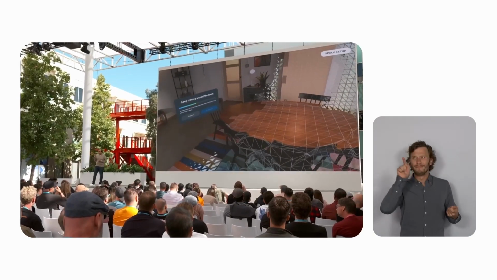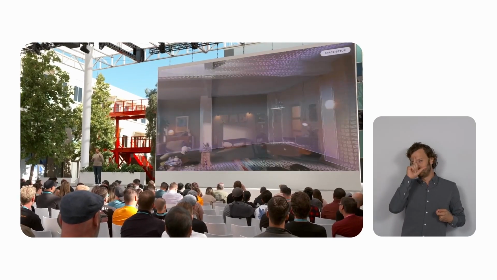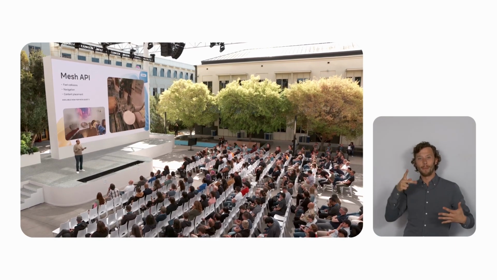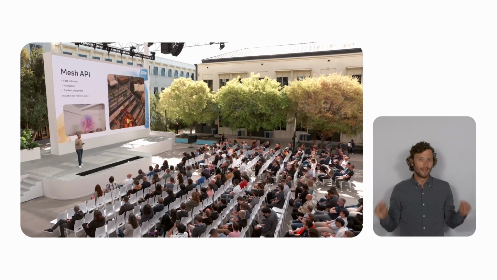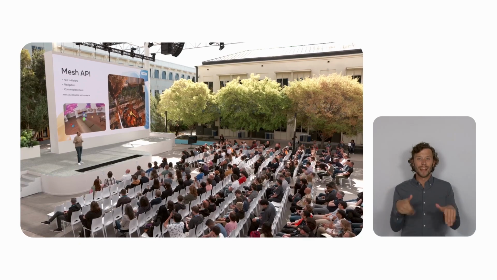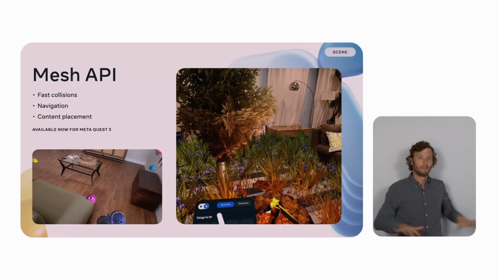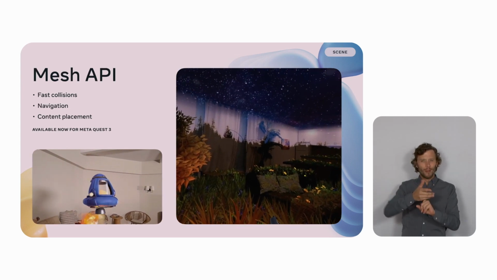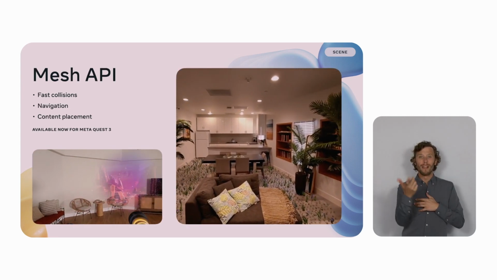To enable your apps to leverage all of these capabilities of the Meta Quest 3 and the space setup, we are introducing Mesh API. Mesh API enables your apps to do things like have a game character navigate in a real space, or maybe to convincingly place virtual content that could transform, say, your living room into a forest campfire. How cool is that?